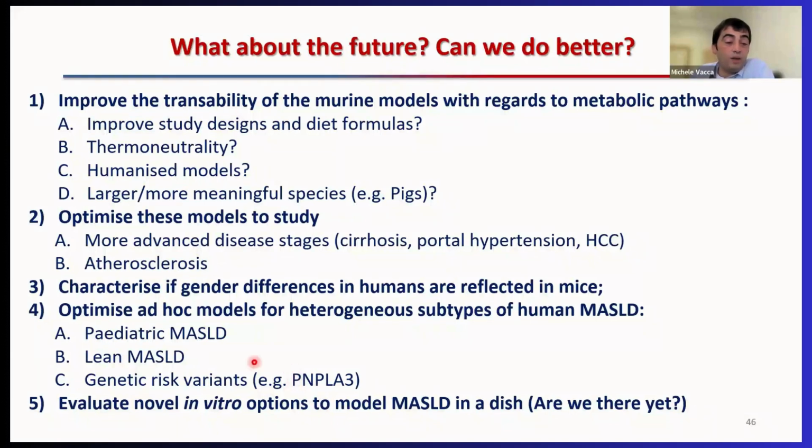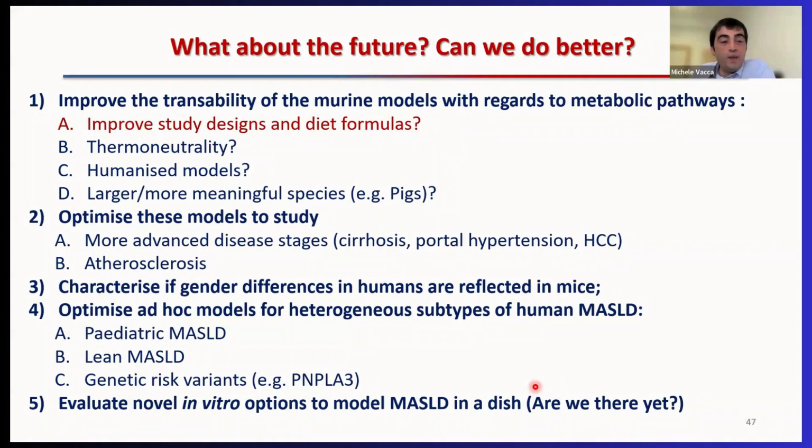PNPLA3. Another point is that we are seeing a lot of in vitro options, like, for example, precision cut liver slices, organoids, organ on a chip, to model MASLD in a dish. And this is a provocative question to open a little bit the discussion. I'm not completely sure we are there yet, especially when it comes to modeling systemic metabolism, because you, for example, will lose the interconnection between the gut and the liver, the adipose and the liver, the brain, and so on.